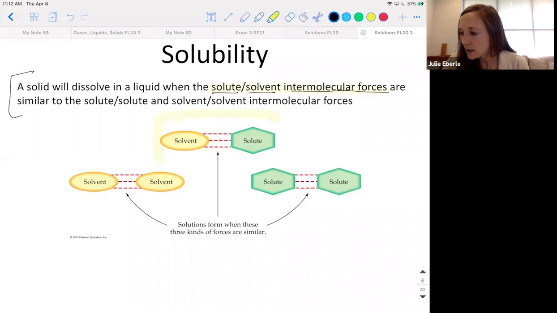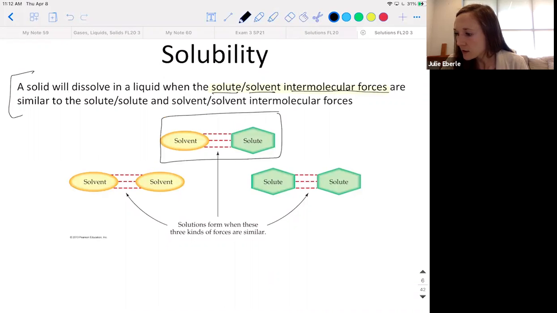So it's like this picture right here. You see the red dotted lines? If the types of intermolecular forces between solvent and solute are the same as the types of interactions in your pure substances, then the things will mix. You'll get a solution, okay? But if they're not the same, then they won't mix.